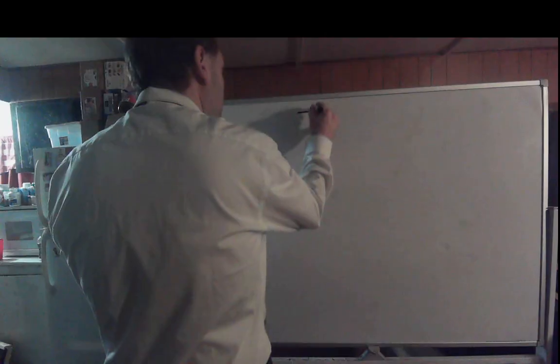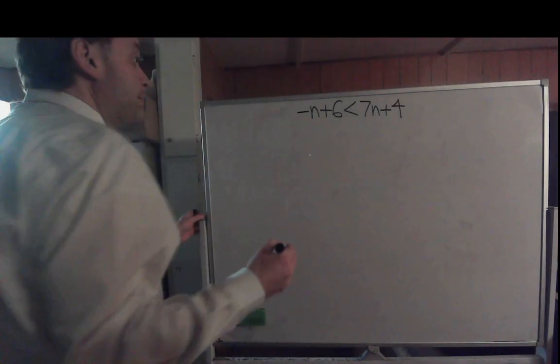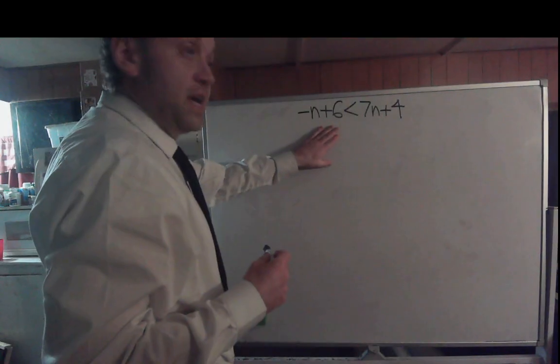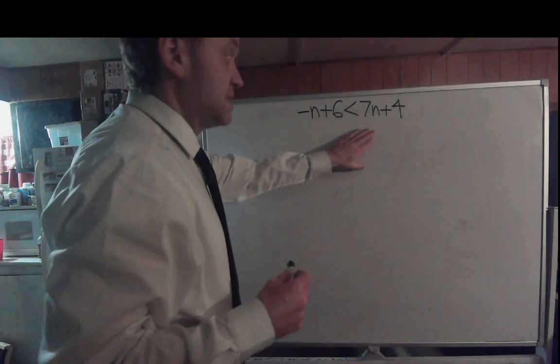Alright, what's next? So we have negative n plus 6 is less than 7n plus 4. Okay, so we have negative n plus 6 is less than 7n plus 4.